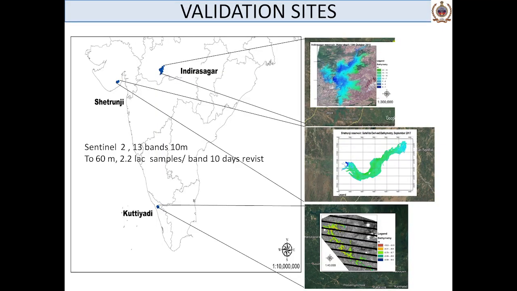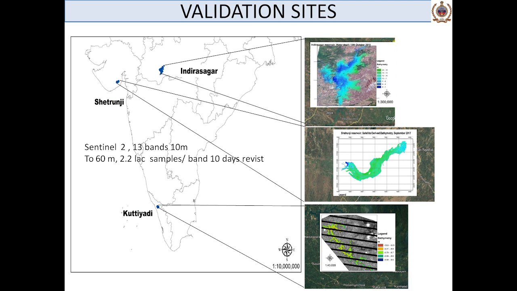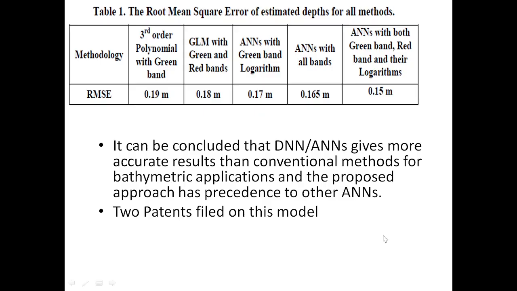We have validated not only at Shatrunji, but also at Indra Sagar, a larger reservoir in the middle part of India, and Kuttiyadi in Kerala. What is required for validation is two survey data sets to cross-check. That is the beauty of it. Indra Sagar was surveyed twice by CWPRS, and Kuttiyadi was also surveyed twice by the Kerala Engineering Research Institute. So we have other data for validation purposes also.